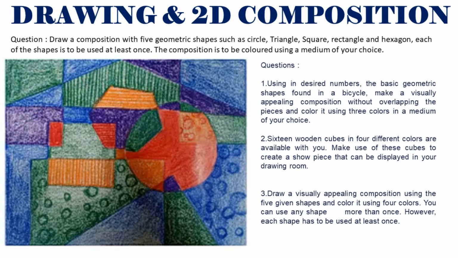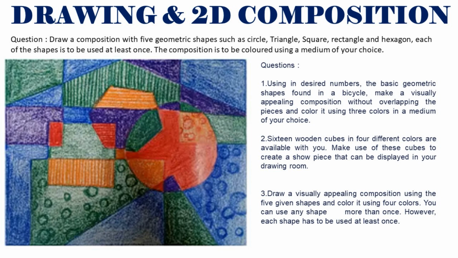So as you can see in the PPT, there are a few questions, and generally the questions are in a similar manner when it comes to 2D composition. So let's discuss the first question that you see here. They have asked you to draw 5 geometric shapes such as circle, triangle, square, rectangle, hexagon. Each of the shapes is used at least once, and the composition is to be colored using a medium of your choice. So they did not give you any restrictions on the color combinations, but they have asked you to have 5 geometric shapes for your 2D composition.